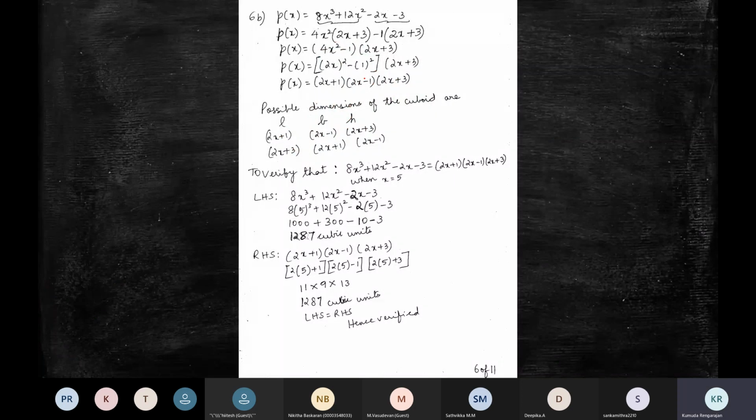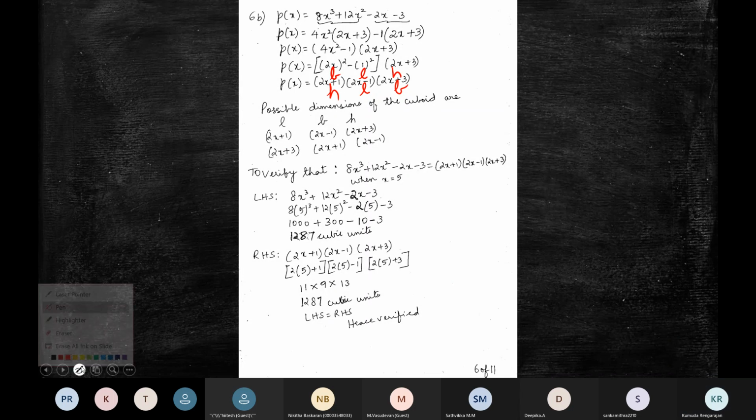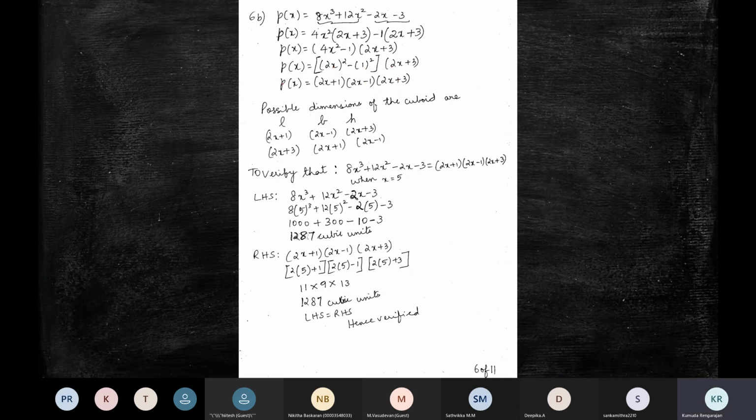So you can even say this. If this is the length, then this is the breadth, this is the height. Or if this is the length, this can be the breadth and this can be the height. So like that. So you can just mention two or three. These are the possible dimensions the cuboid can have.